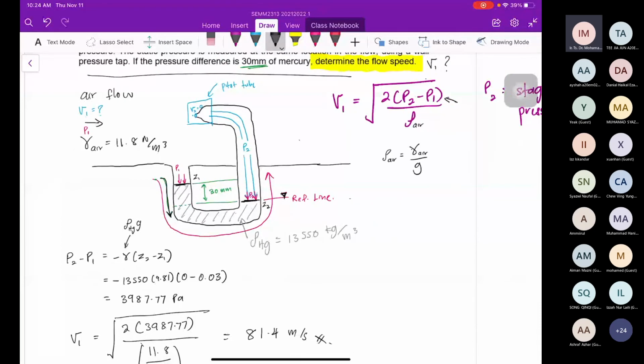This is something we call complex thinking, because you have a combination of prior knowledge, which is the manometry measurement. You measure using the hydrostatic equation and then you apply it to the Bernoulli equation at the stagnation point.